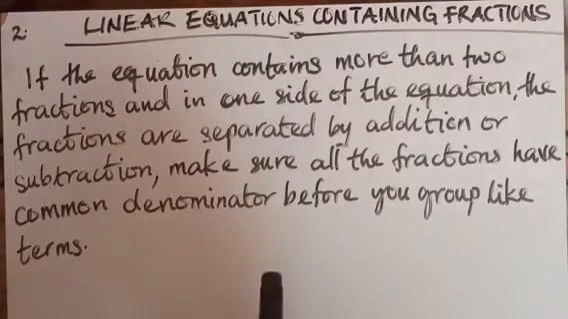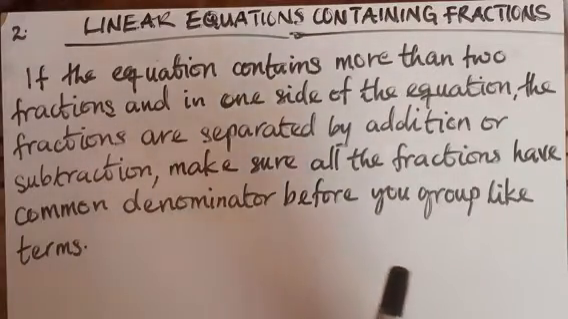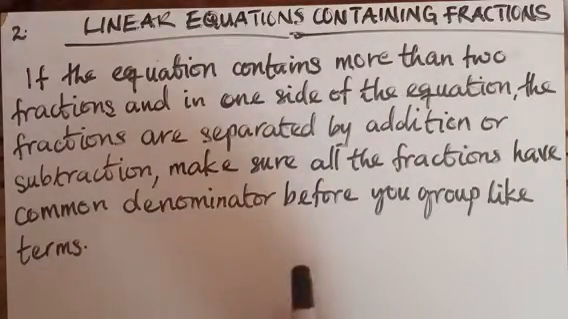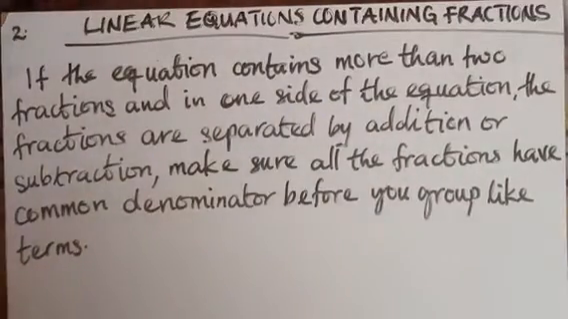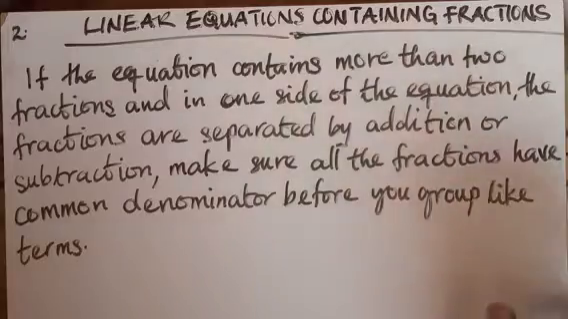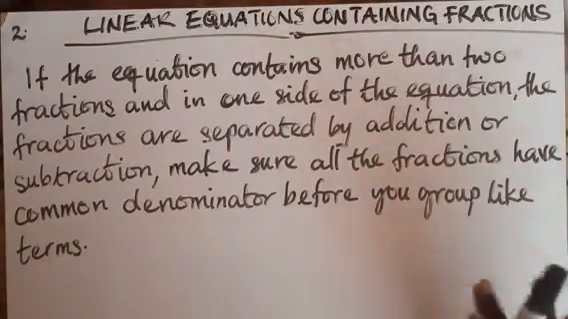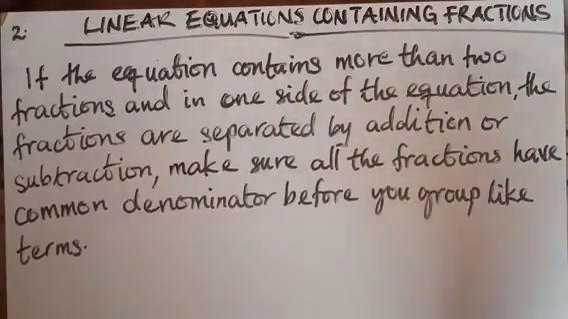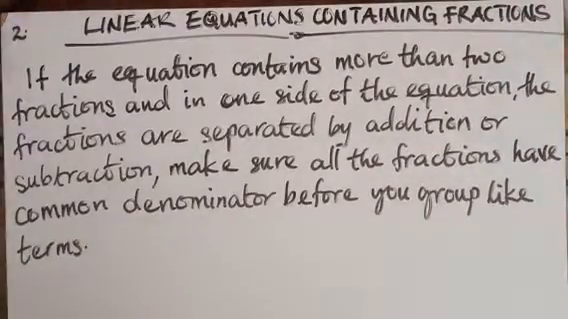If the equation contains more than 2 fractions and on one side of the equation the fractions are separated by addition or subtraction, make sure all the fractions have a common denominator before you group like terms. So this one is very, very important. You have to manipulate the fractions and see them having equal denominators before you do your manipulation. Let's try some examples.